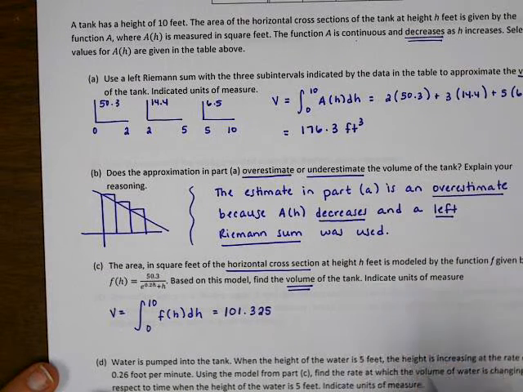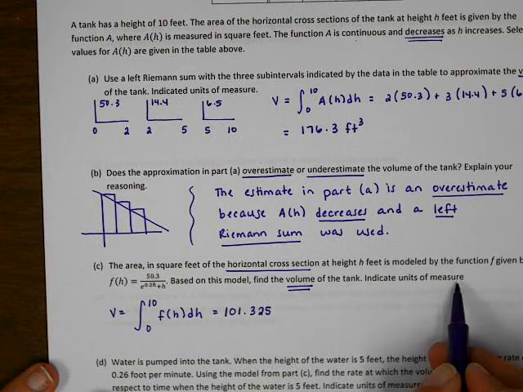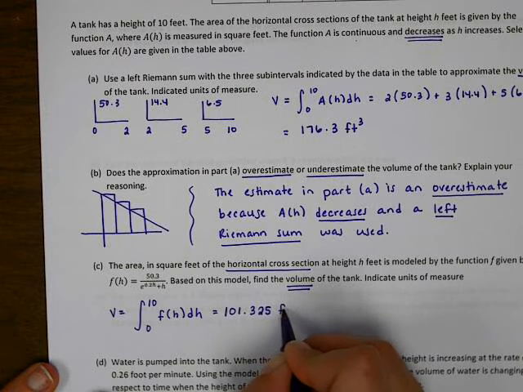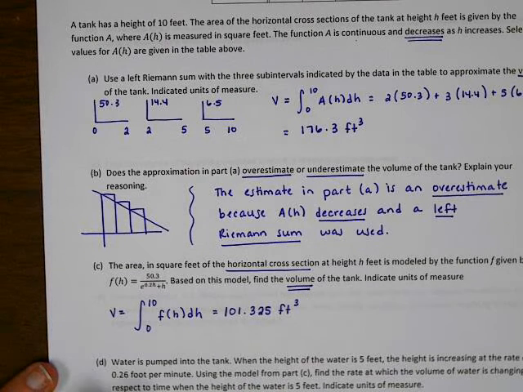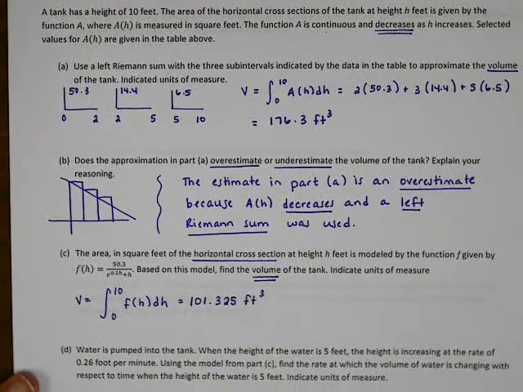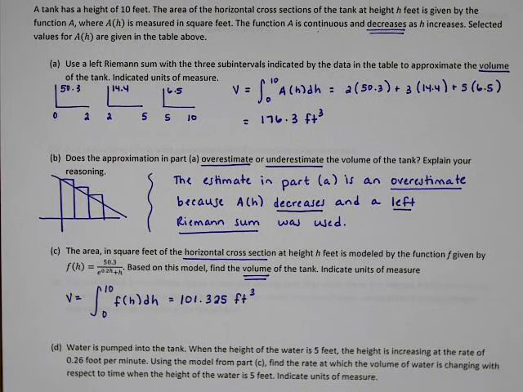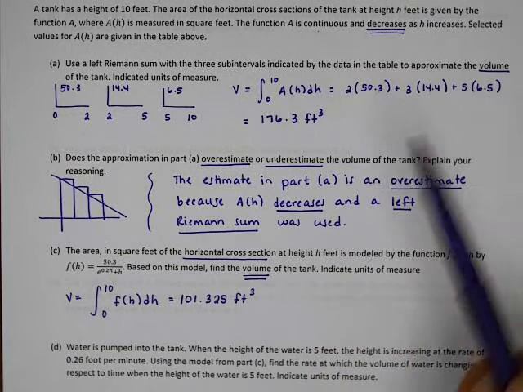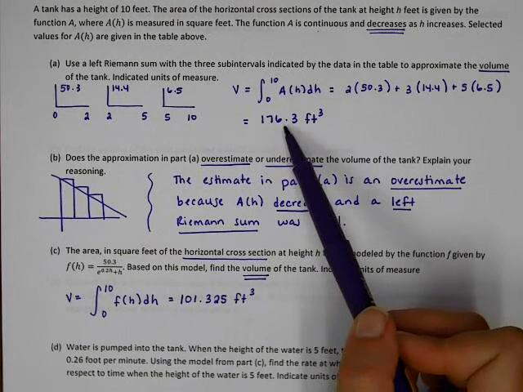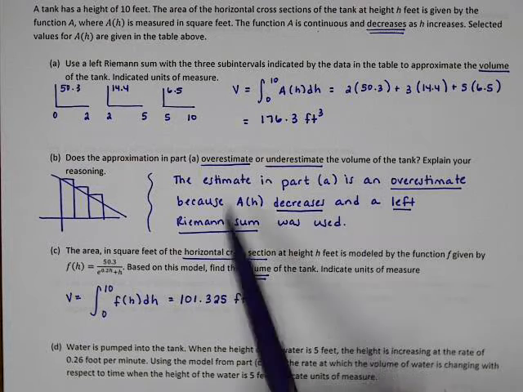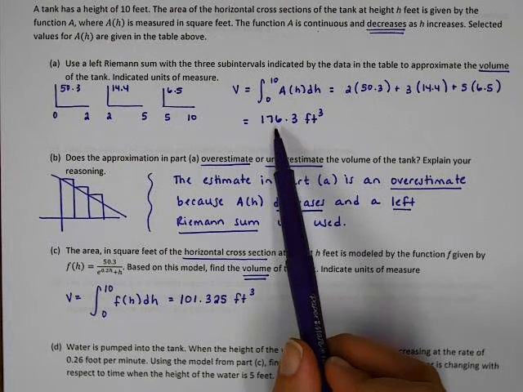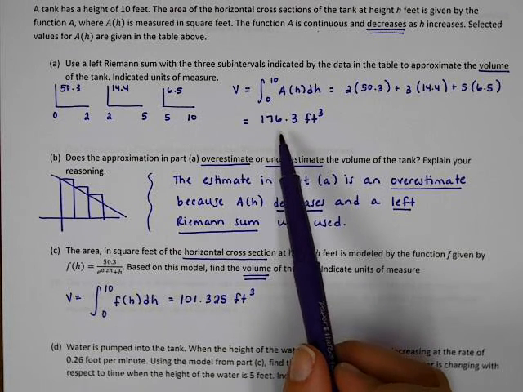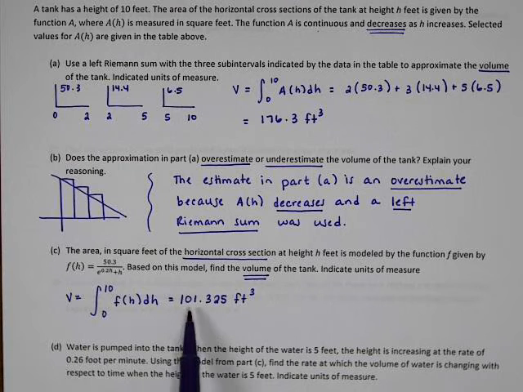And the units, because it does specifically say here to indicate the units, would be feet cubed. Now before we move on to the last part, I just want to make sure that you take a second and make sure your work makes sense. In part A, we estimated the volume was about 176. In part B, we said this was an overestimate. It was too big. And in part C, we got the exact volume was only 101.